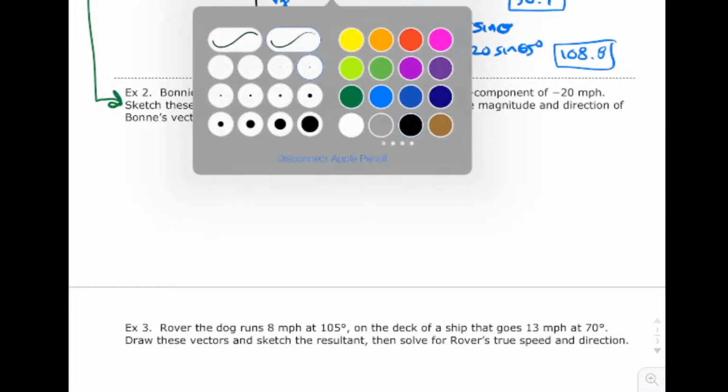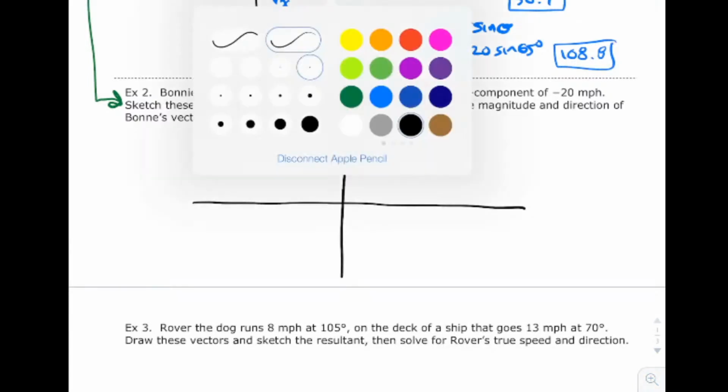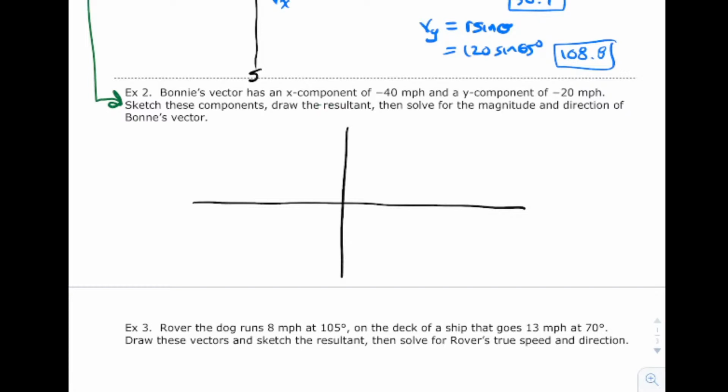Okay, you don't have to read the whole problem at once, you know, you can just start. I often just start. So it says Bonnie's vector has an x component of -40. So that's my east-west axis, right? So -40 means the x component is lined up right on the x-axis, right? That's what an x component does. It lines up right on the x-axis. -40 means it's pointing in the negative x direction. So it's west, kind of. So the x component is -40. What's the y component?